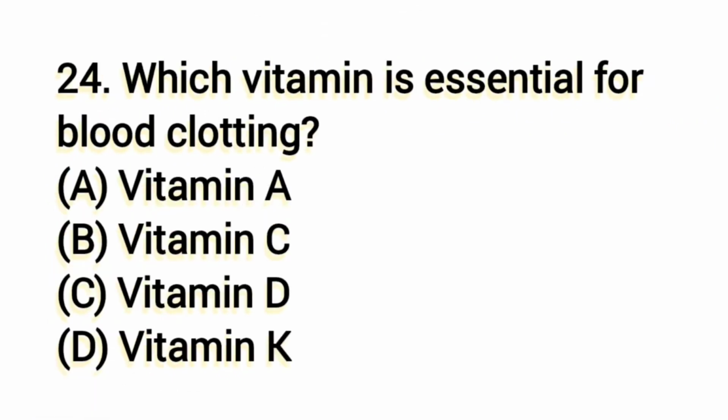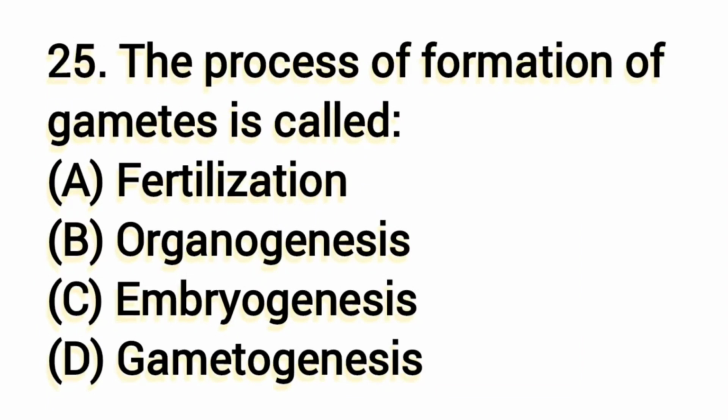Axon. 24. Which vitamin is essential for blood clotting? A. Vitamin A. B. Vitamin C. C. Vitamin D. D. Vitamin K. Answer is D. Vitamin K. 25. The process of formation of gametes is called A. Fertilization. B. Organogenesis. C. Embryogenesis. D. Gametogenesis. Answer is D.